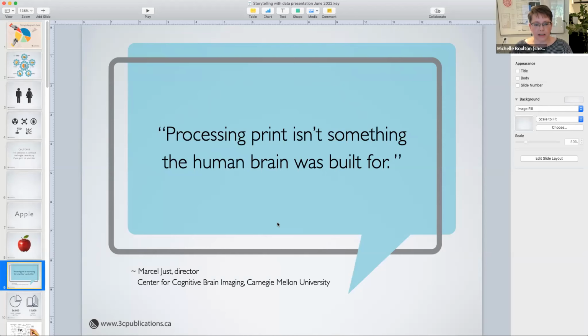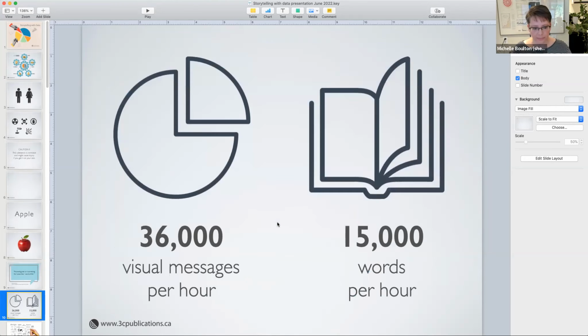Processing print isn't something the human brain was built for. It's something we've learned to do because it's obviously a very important way for us to communicate, especially in the digital age, right? Text is everywhere. We need to be able to read and communicate with text, but it's not something that we do really efficiently.